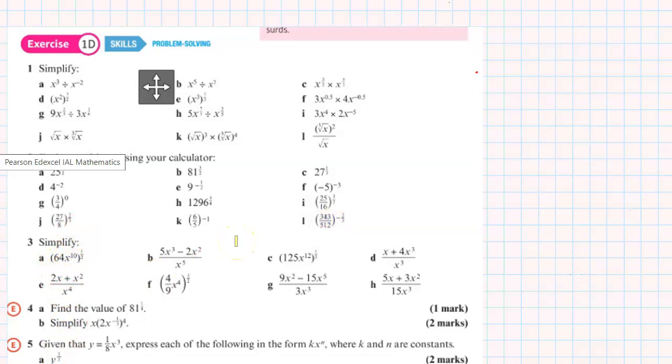Now let's do part B. Question number 3, part B.